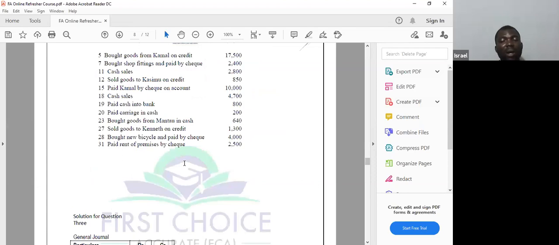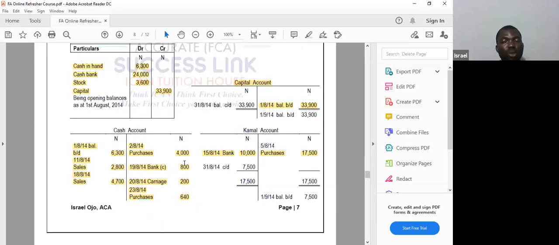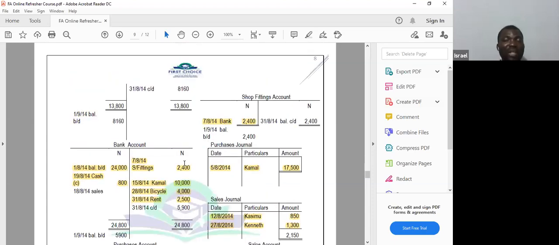The next thing for us is now to transfer our balance from our journal to the account. So we need to transfer the balance from our journal to the account. So we now look at our journal. How many journals do we have? We have two journals apart from the initial general journal that we prepared. So we have the purchase day book.